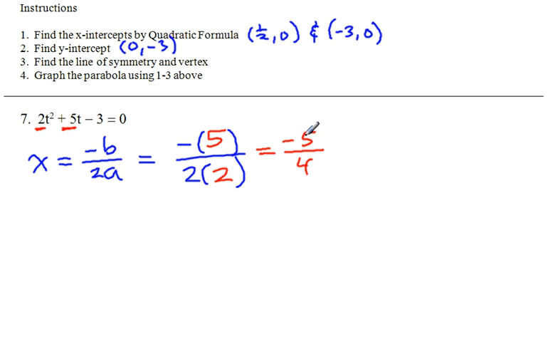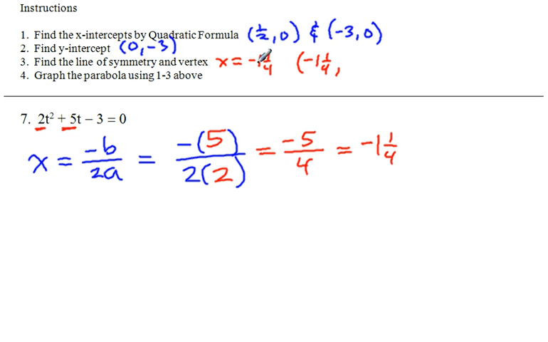If you simplify this to a mixed number, 4 goes into 5 one time with 1 left over out of 4. So -5/4 is the same as -1 1/4. So line of symmetry is x equals -1 1/4. That's the official line of symmetry. The vertex is going to be the same x location, but it's a point, not a line.